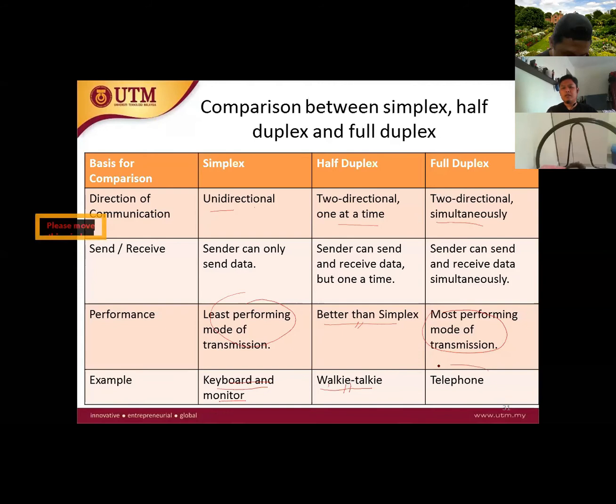Full duplex is a telephone. That's the simplest example of full duplex.